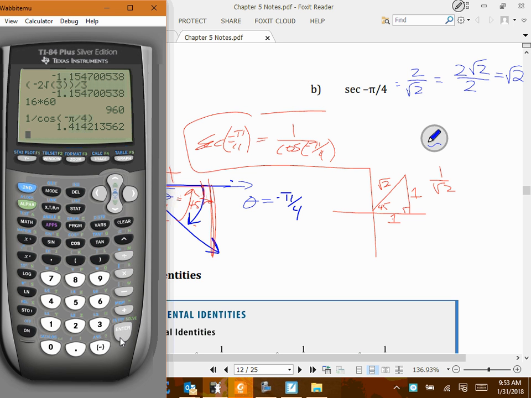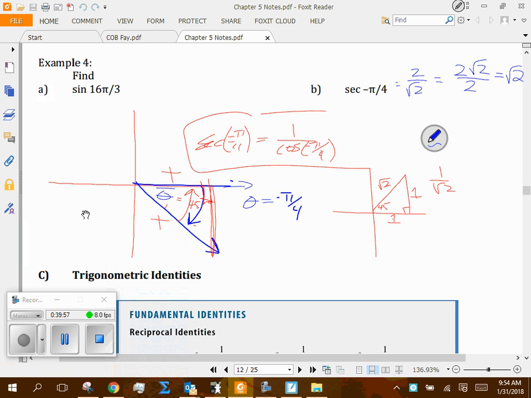Keep working on that 5-3 assignment. Hopefully, and I'm going to push the due date back on that even further.